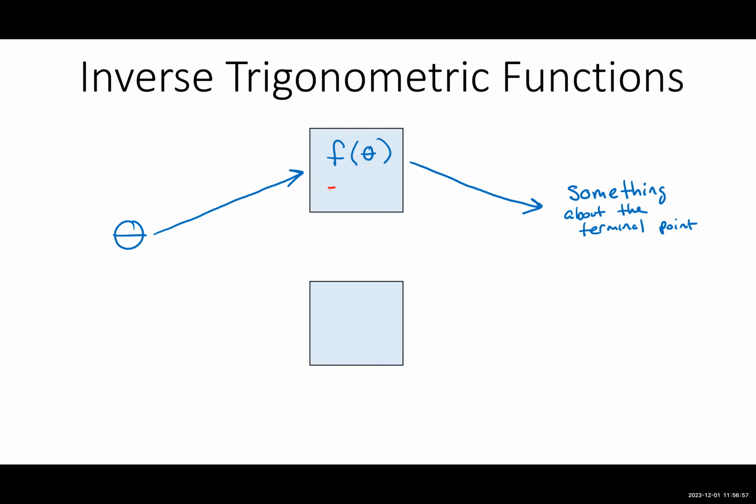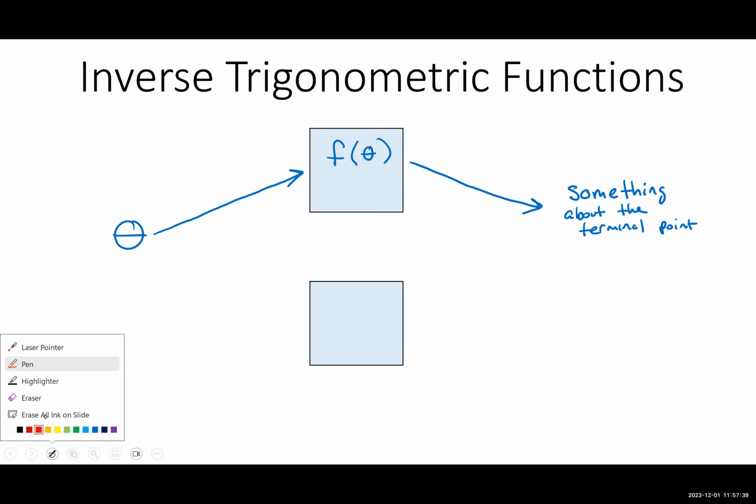So, for example, if this was the sine function, then the output would be the y value of the terminal point. Right? If this was the cosine function, then the output would be the x value of the terminal point. We have all these definitions, right? I don't want to spend too much time with them. If this was the tangent function, then the output would be y divided by x. If it was secant, it would be 1 over x. And so we have these 6 trig definitions based on points on the unit circle. So the output is going to be something about the terminal point.